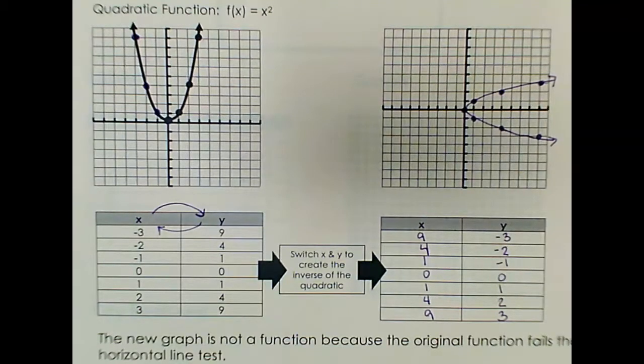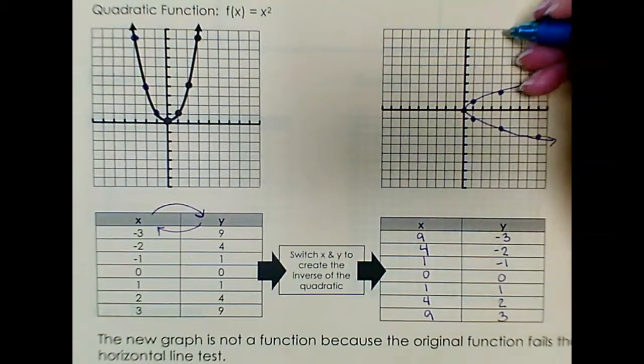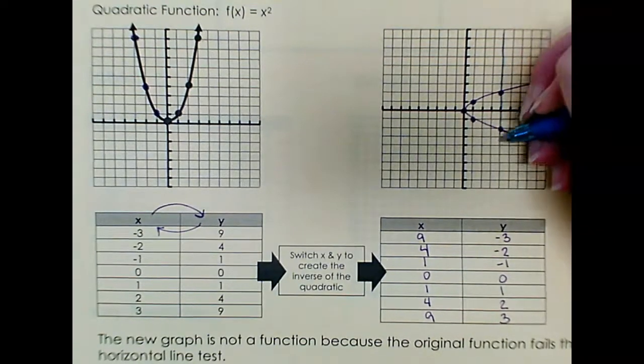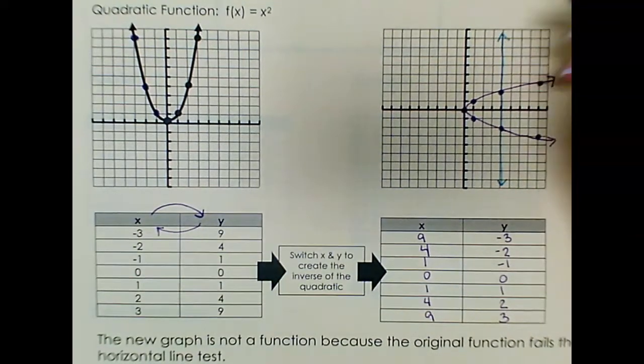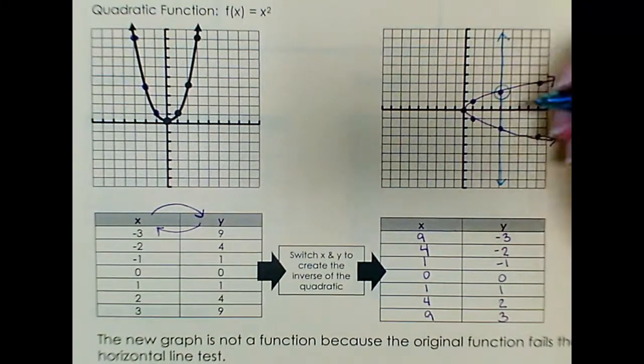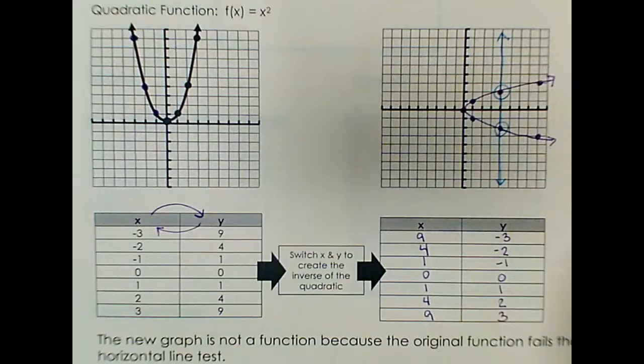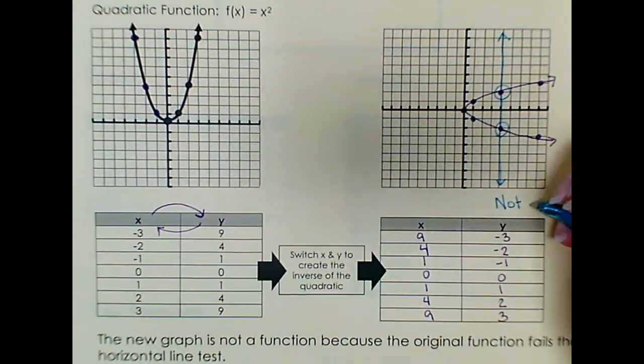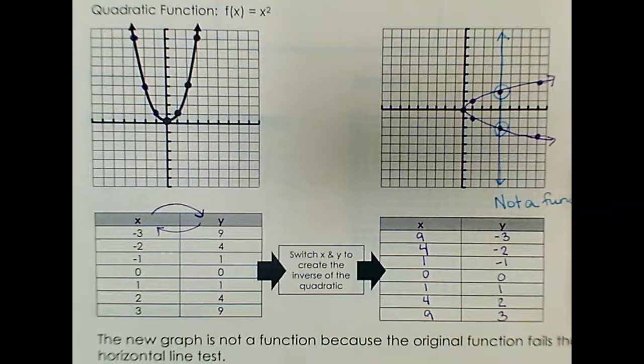Now this new graph, still a parabola, but this new parabola is not a function. This parabola is not a function because if I were to draw some vertical line anywhere that intersected a point on the graph, I would find that it intersects the graph 2 times. So this is not a function.